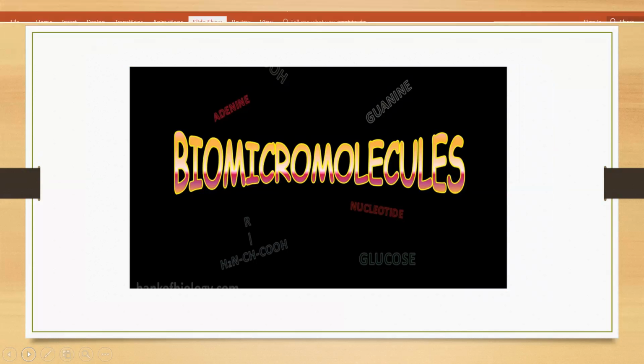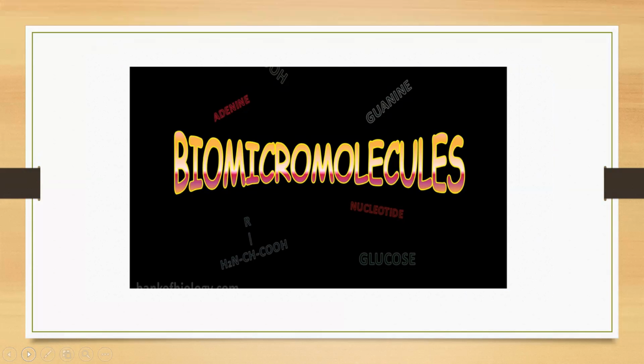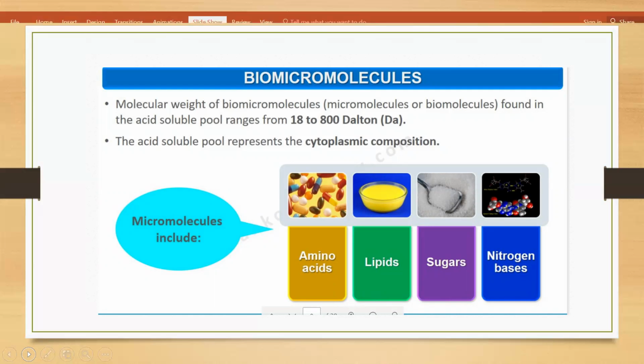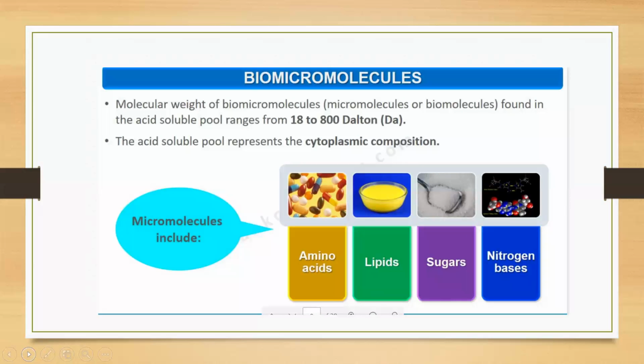Now let us start with biomicromolecules one by one. In this video, I'll be explaining to you about amino acids. As I have already told you, biomicromolecules are the micromolecules which are soluble in the acid. They are the acid soluble pool, and they represent the cytoplasmic composition. Their molecular weight is between 18 to 800 Dalton. This includes amino acids, lipids, sugars, and nitrogenous bases.